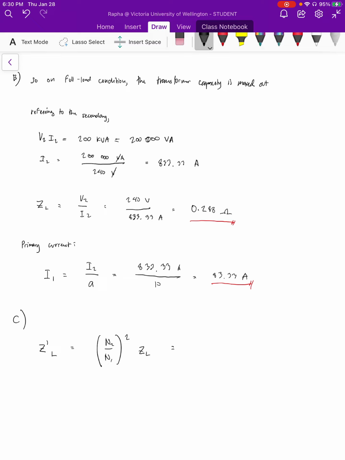Or since nakuha naman natin turns ratio, this is simply 10 squared. Then our ZL is 0.288 ohms. So our Z apostrophe L then is 28.8 ohms. So yun lang.